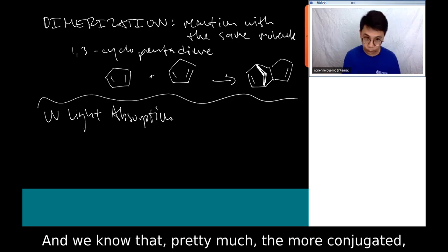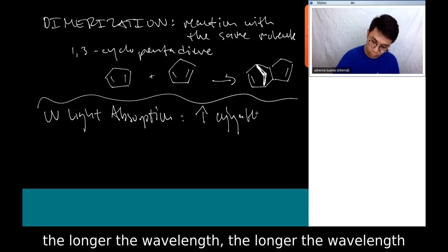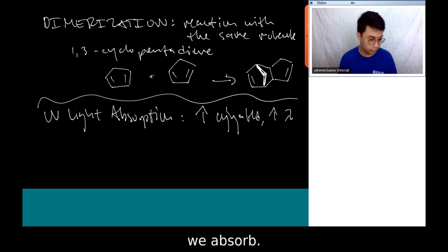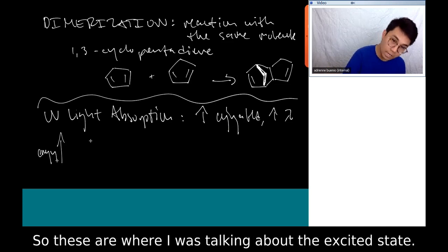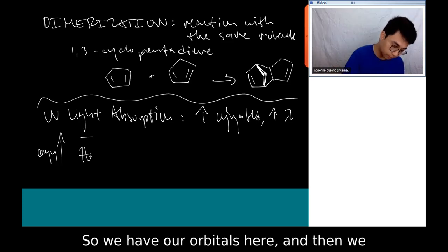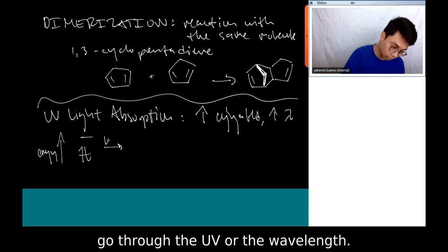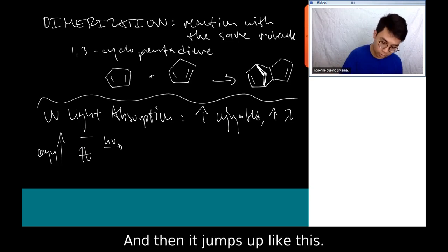Anyways, now our last part is the UV light absorption, and we know that pretty much the more conjugated, the longer the wavelength you absorb, right? So let's see, energy here, and this is kind of what it looks like. So this is where I was talking about the excited state, right? So we have our orbitals here, and then we go through the UV or the wavelength. We absorb it, right? And then it jumps up like this, right?